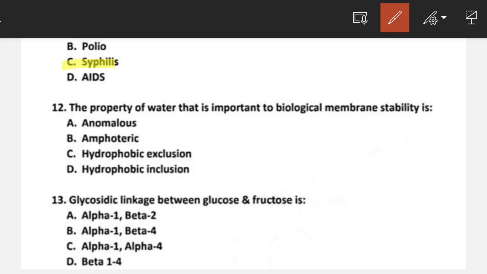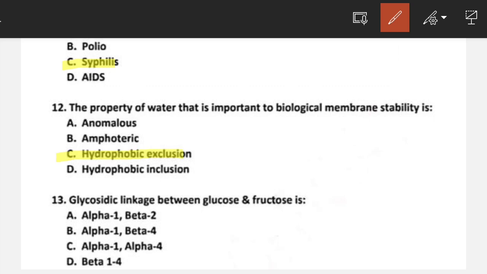So question number 12 is, the property of water that is important to biological membrane stability is option A is the anomalous, option B is the amphoteric, option C is the hydrophobic exclusion, and option D is the hydrophobic inclusion. So here the correct option will be option C, hydrophobic exclusion.